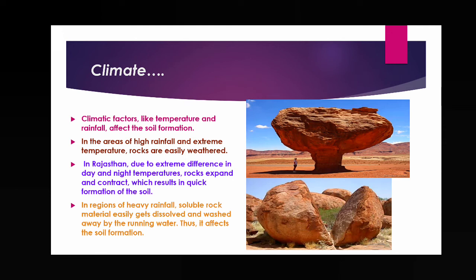So due to high temperature, rock is being weathered, and also by rainfall it is being weathered. That means temperature and rainfall break the rock into smaller particles. That means weathering occurred. Then gradually these weathered rock particles convert into soil, which we have already discussed. So it is written here, climatic factors like temperature and rainfall affect soil formation. How? Because they control the weathering process.